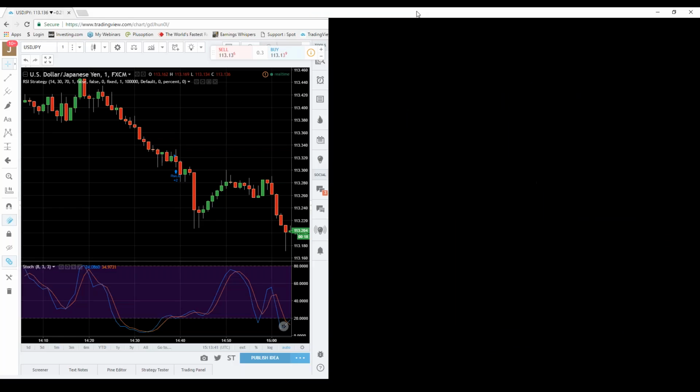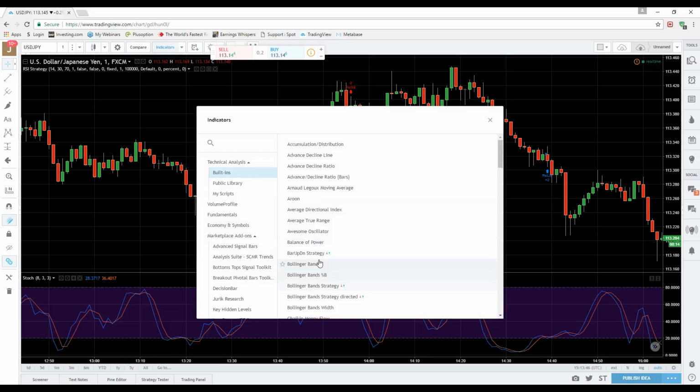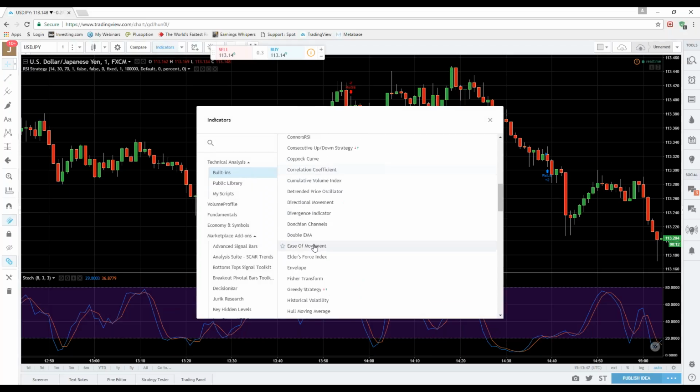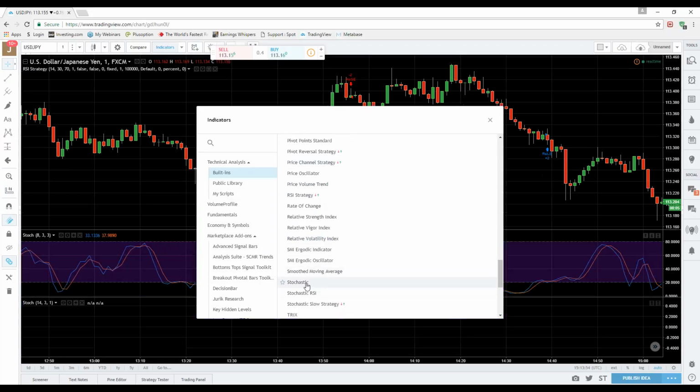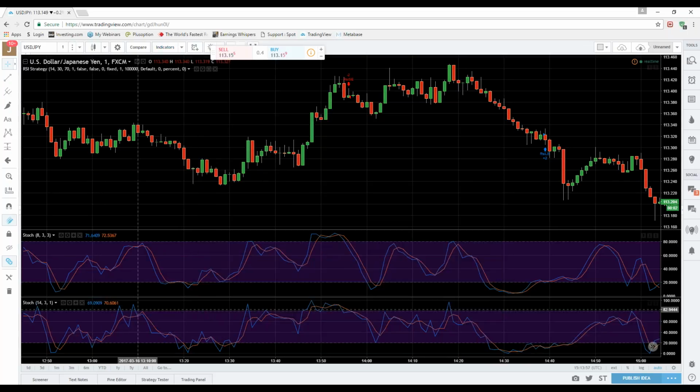Okay, I can only do it from full screen. You have indicators. Click indicators and it opens up a window. You come over here and you click stochastics. All right, so it's added a second stochastics for me because I already have it there.